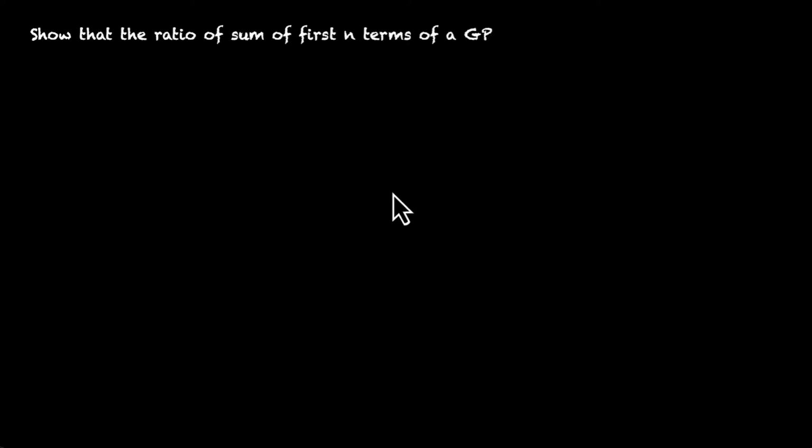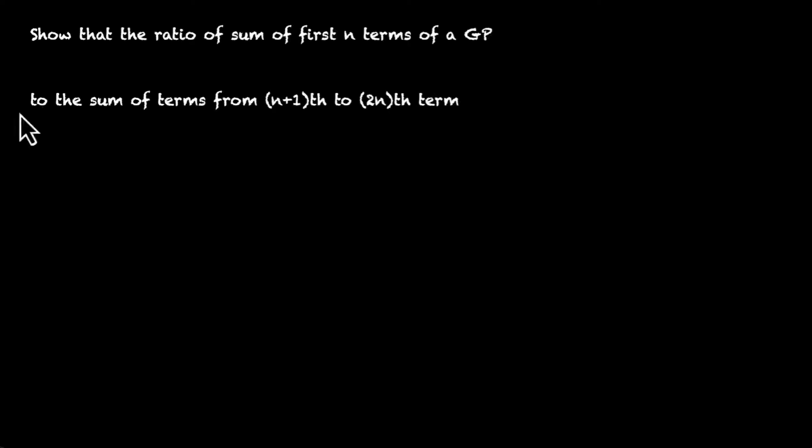Here's a problem where we are asked to prove something. Show that the ratio of the sum of the first n terms of a GP to the sum of terms from the n plus 1th to the 2nth term, sounds like a tongue twister, is 1 by r to the power n.